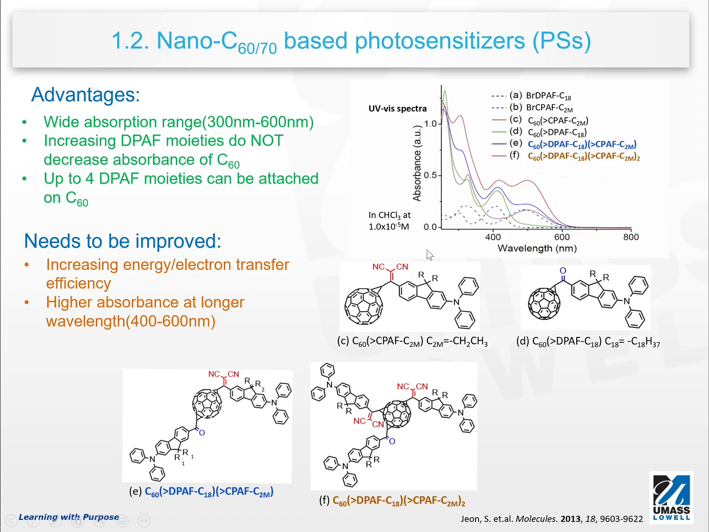However, for this type of molecule, there's still some improvement that can be done. For example, we were thinking of increasing the electron or energy transfer from DPAF to the C60 moiety, and also we are trying to get a more intense absorption band around 400 to 600 nanometer.